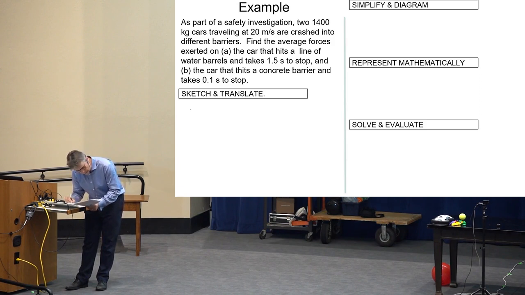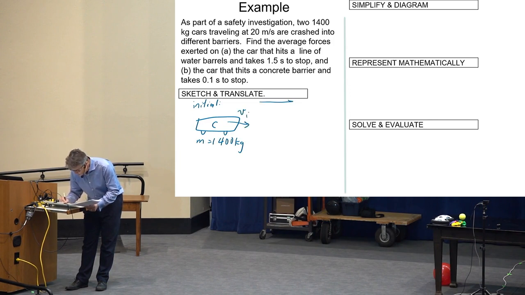So the idea is that there's initial, which is you've got some car, which is mass is 1,400 kilograms, which is going some speed, v initial. I can set plus x in the right direction here. And there's some barrier. And then final is that it stops. V final is equal to 0. Okay, that's the barrier.